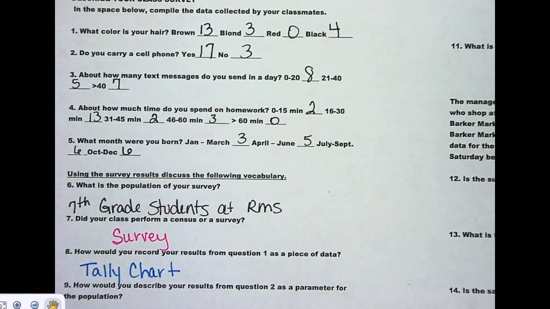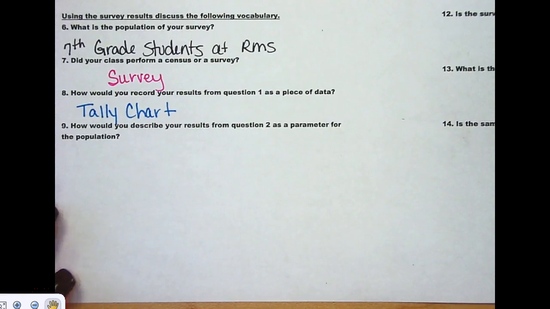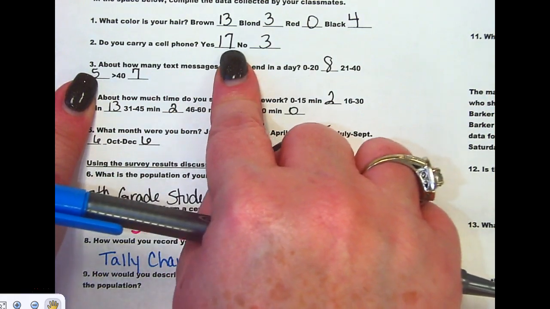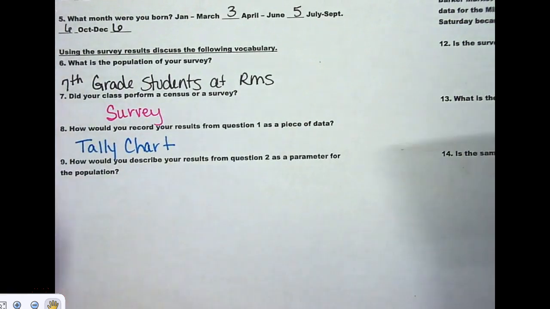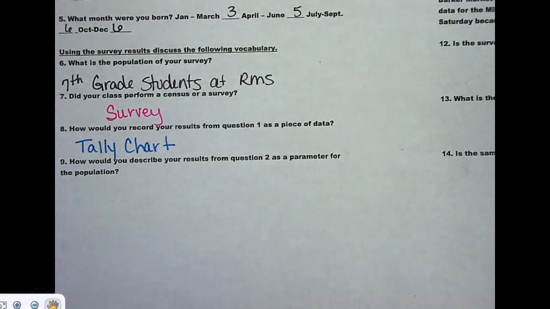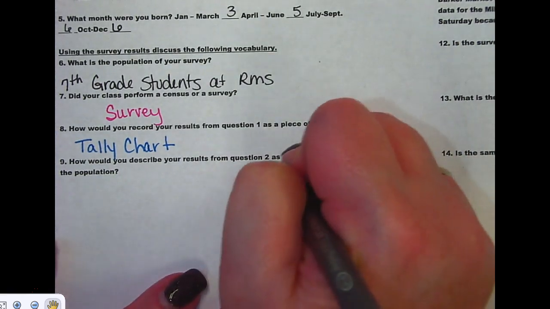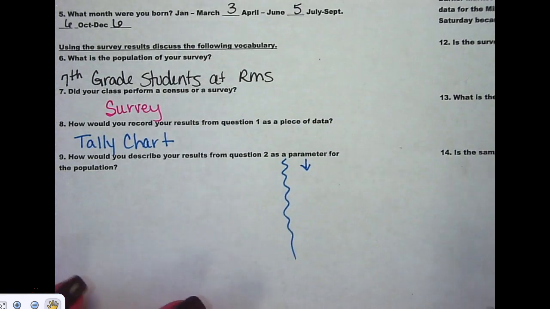How would you describe your results from question 2 as a parameter for the population? That kind of means, how would you use this information from 2? Do you carry a cell phone? 17 said yes, and 3 said no. How would you describe that as a parameter for the population? So parameter means to create a statement about most people in the population.